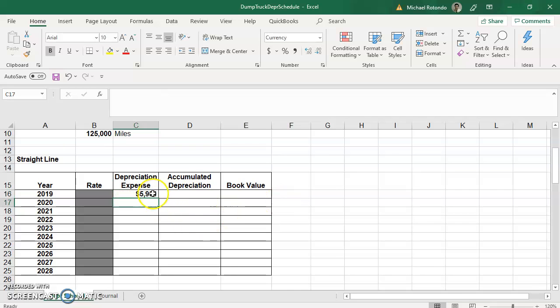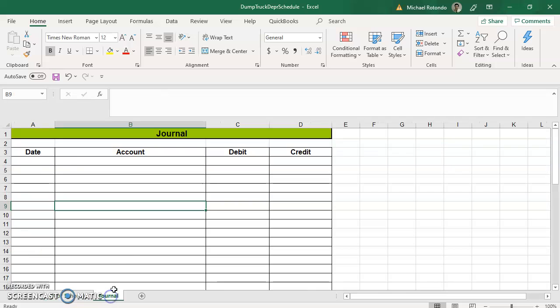So all we need to do is just drag it down. So we know that it's going to be $5,931 per year. So if we're going to journalize the first year's depreciation under the straight line method, we can go to our journal down here, and we're going to put the year in there, 2019. Now we're having some formatting issues here, so let's just put in 12/31.